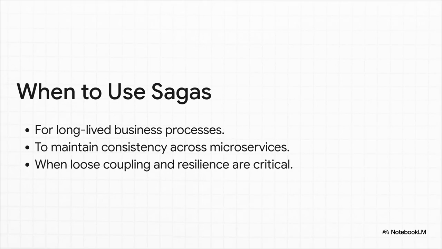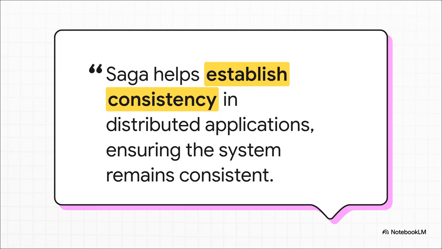So when should you reach for this pattern? Well, you should use it when you have a business process that spans multiple services and might take a long time to finish. If you absolutely have to maintain data consistency across those services and you value resilience and loose coupling above everything else, then the Saga pattern is probably your answer. This quote just nails it. You should think of a Saga as a recovery pattern. It's your system's insurance policy. It makes sure that even when individual parts fail, the system as a whole can gracefully recover and keep its data in a good, consistent state.